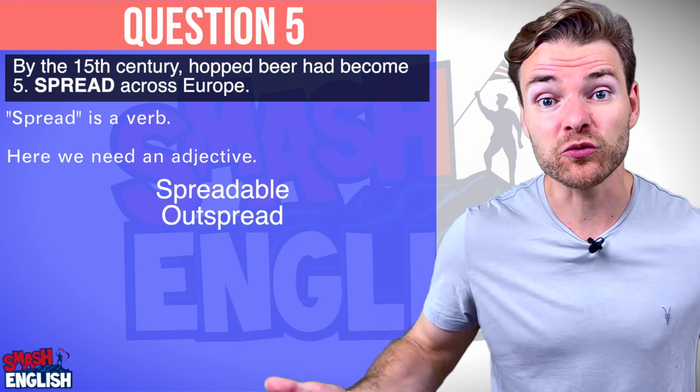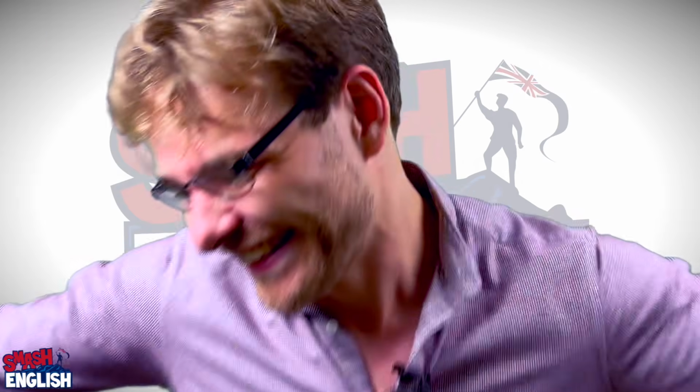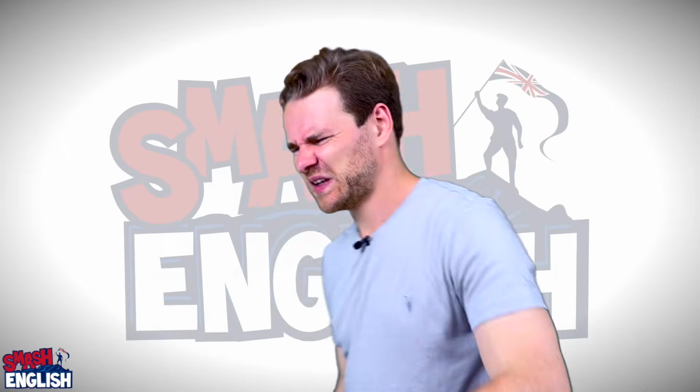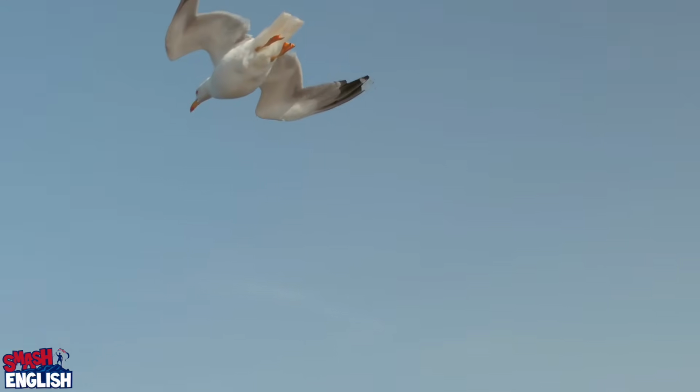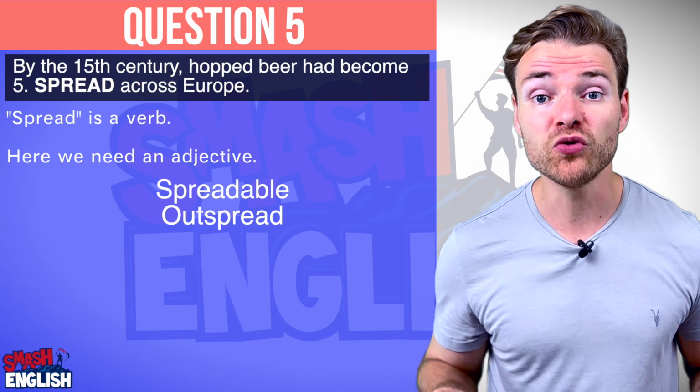You could have outspread arms, like this. Oh, okay, Toby. No, get away from me, ugh. Sorry. Or a bird could have outspread wings. But again, this makes no sense here.